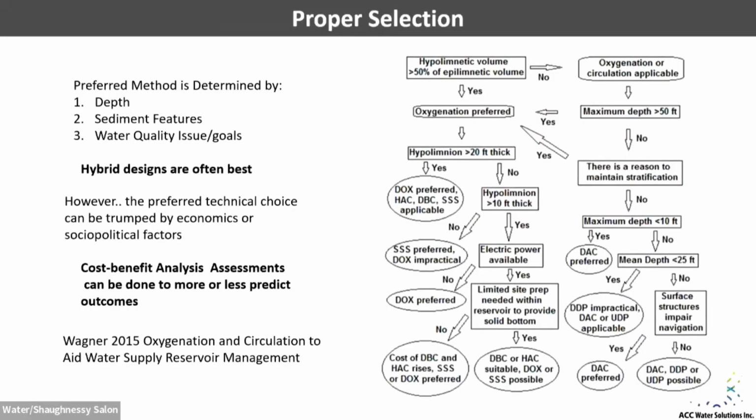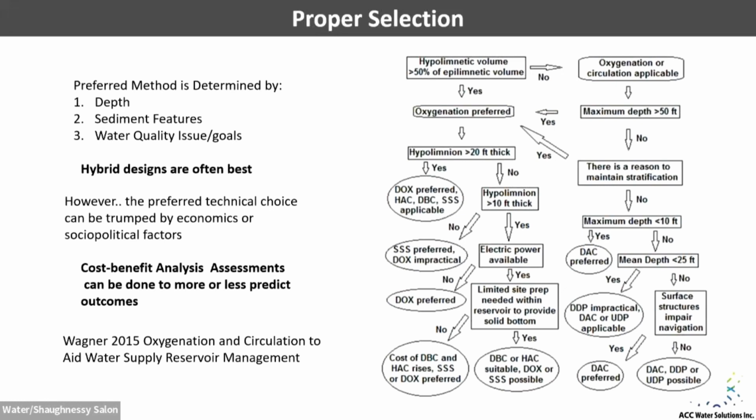Anyway, go ahead, Dhaval. So how do you decide which system is best for your water body? Proper selection. This is a graph that I took from Dr. Wagner's oxygenation and circulation study. It's a really good study, 250 pages, that goes into detail across 12 countries on different systems. First, it depends on the depth, sediment features, and water quality issue and goal. So first we need to decide what your goal is. Do we need to just handle manganese? Do we need to improve the overall water quality? Depending on your goal, there are different variables that come into play, and based on that, we'll design a system.